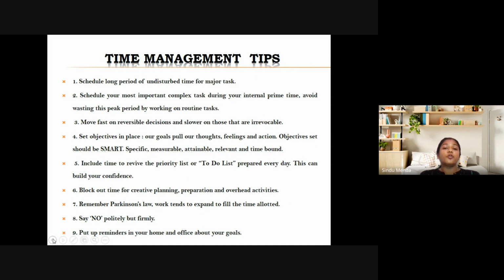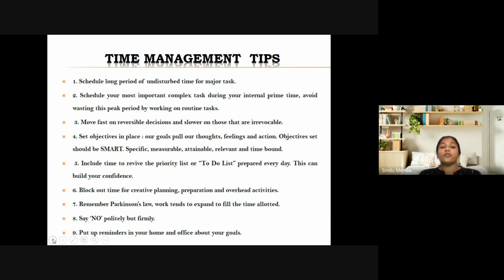First one is to schedule long periods of undisturbed time for major tasks. You need to give a long period of time to the work you have, so the time schedule you need to give. Second one is to schedule your most important complex tasks during your internal prime time, avoiding wasting this peak period on routine tasks. You need to prioritize which one is important and which one is not, so that you can do the work in a more efficient and effective way.